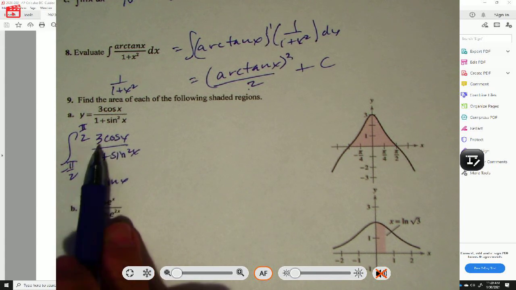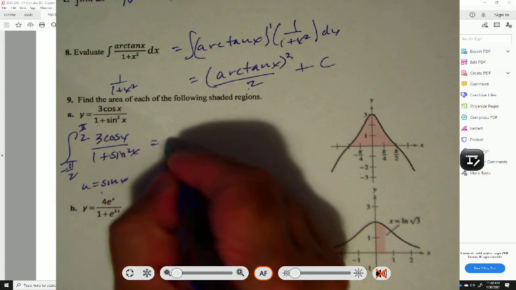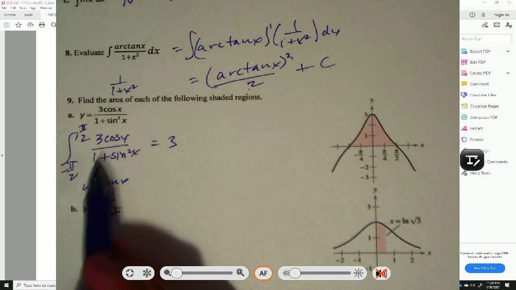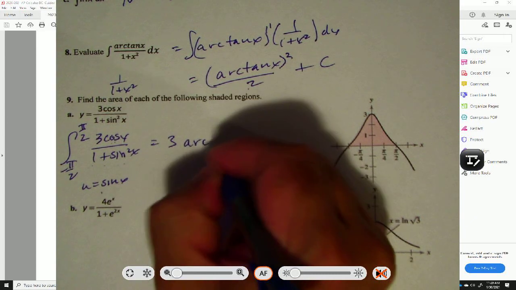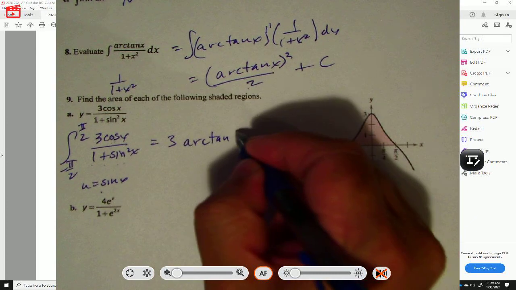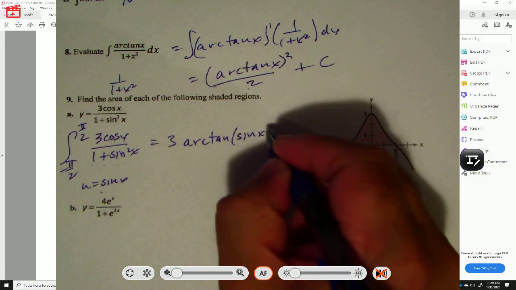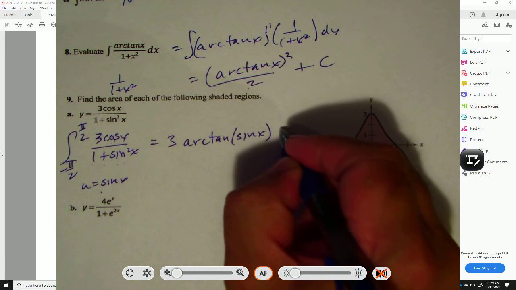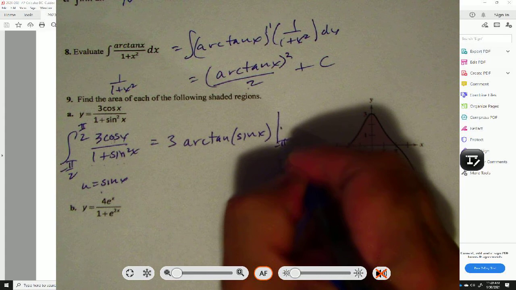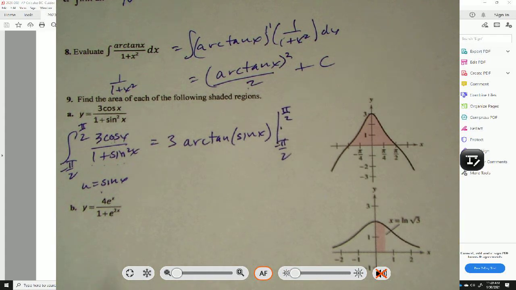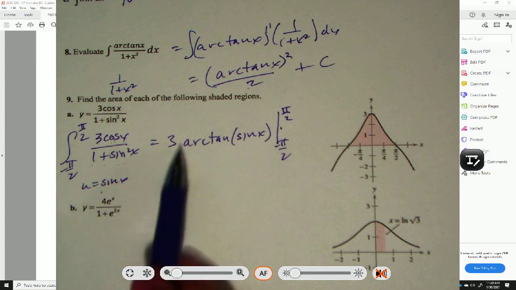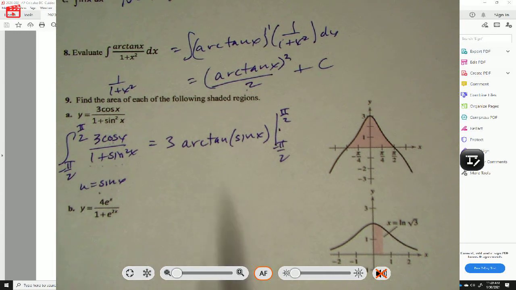Okay, so the only thing I do is pop out the 3. And what I have here is du over 1 plus u squared, right? And that was arctan. So it's arctan of sine x plus c. Nope, it's from negative pi over 2 to pi over 2. I remember there were fractions in here, but what is a? A is 1. So it would have been 1 over 1, sine x over 1.